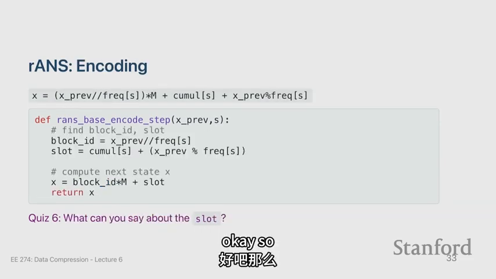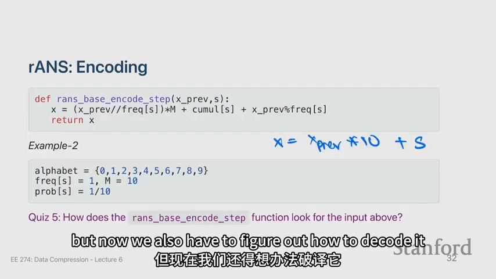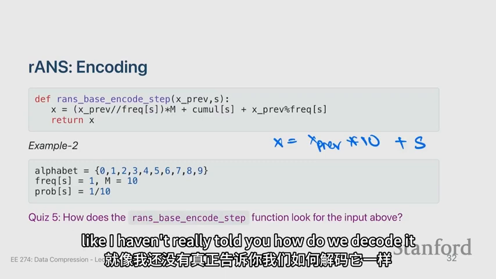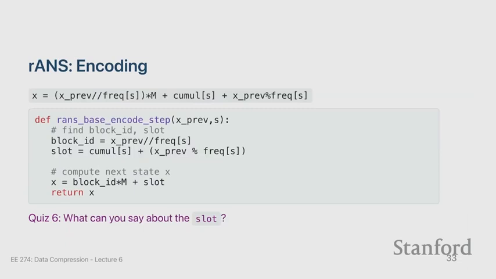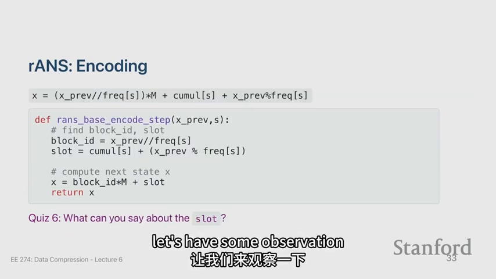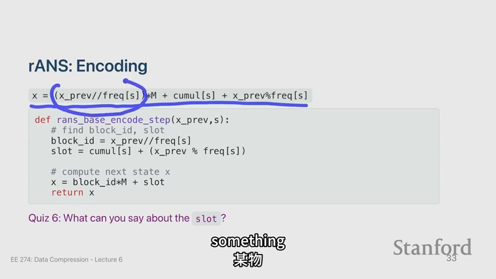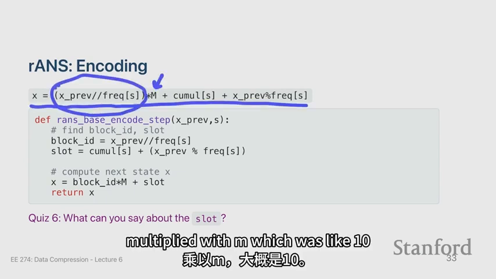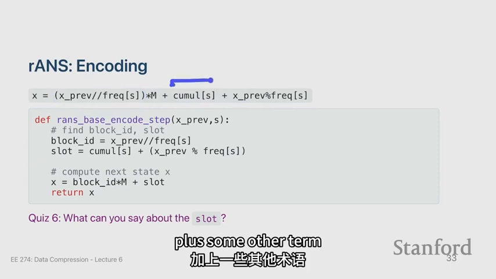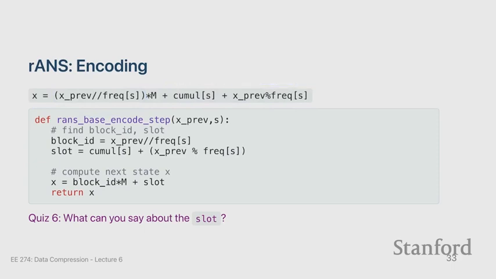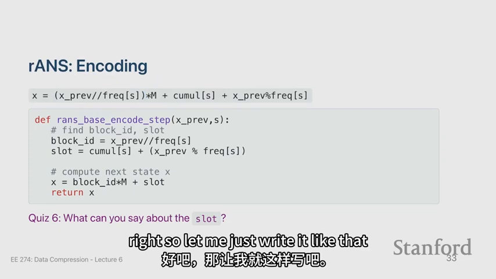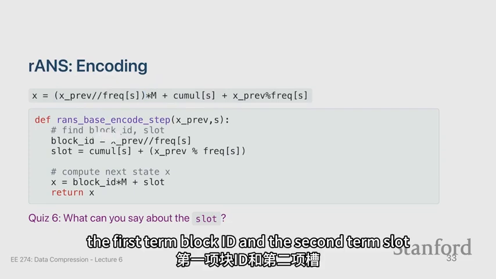Okay, so far so good, but now we also have to figure out how to decode it uniquely, right? I haven't really told you how we decode it. And before we start with that, let's have some observation. So this is our base encode step. Again, something multiplied with m, which was 10, plus some other term, right? Let me just write it like that. I'm going to call the first term block ID and the second term slot.